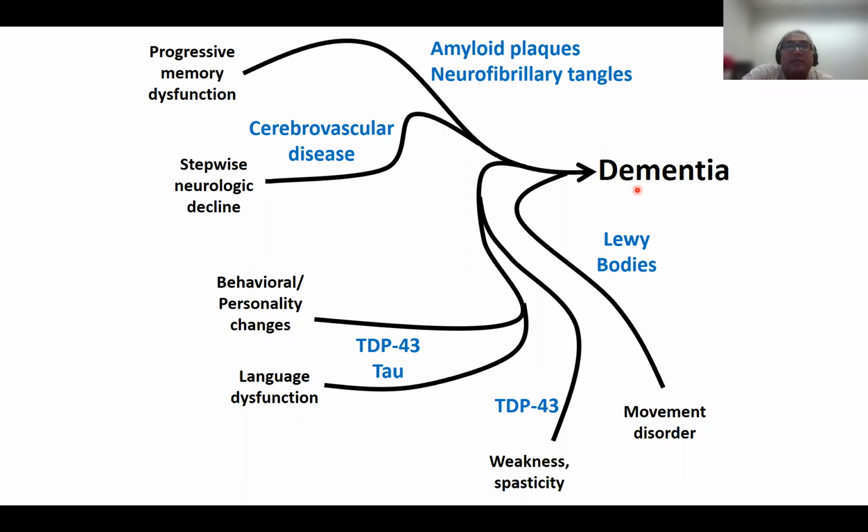There are many ways to get to dementia, and classically we kind of think of these as separate diseases, but now we know that in the setting of classic Alzheimer's type dementia, you have amyloid and you have tau, but you can often pick up some of these other types of pathologic inclusions. And so we'll talk about some of those.